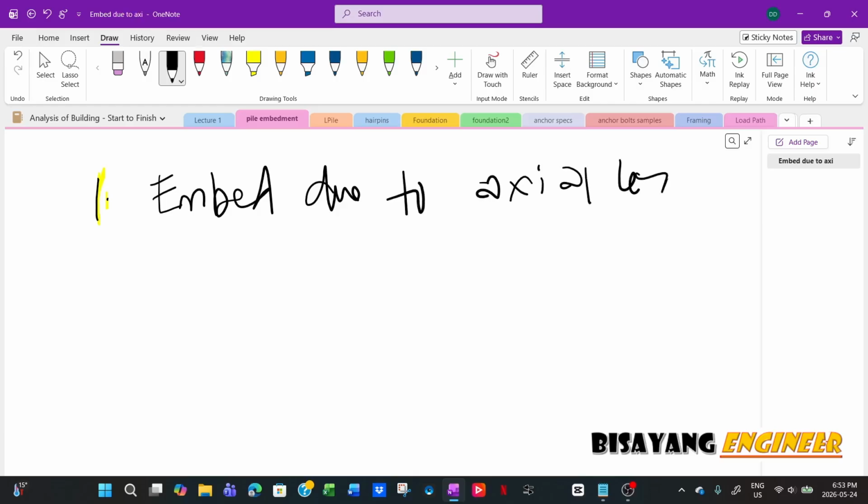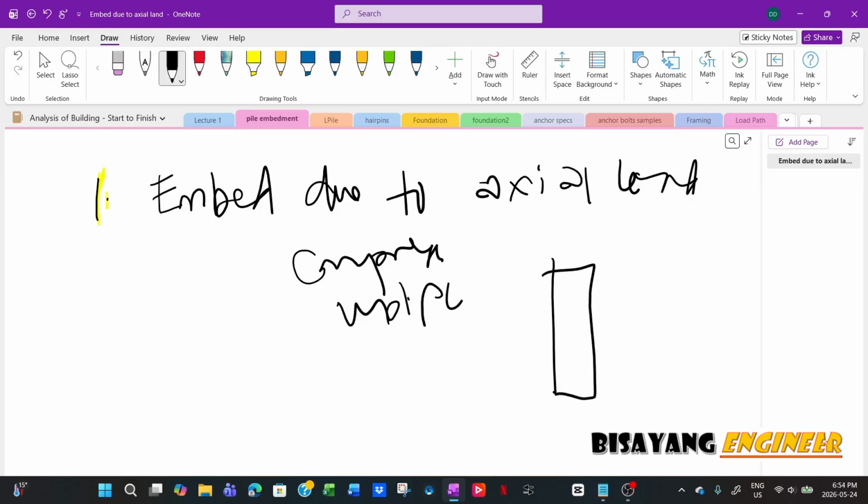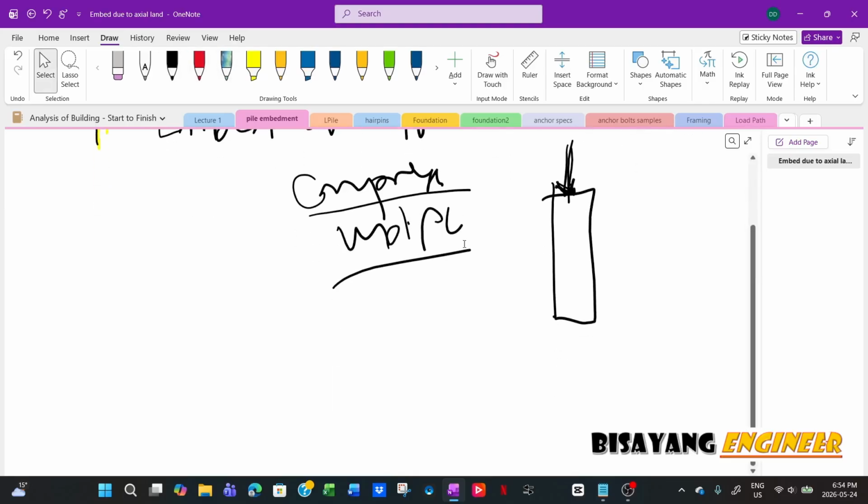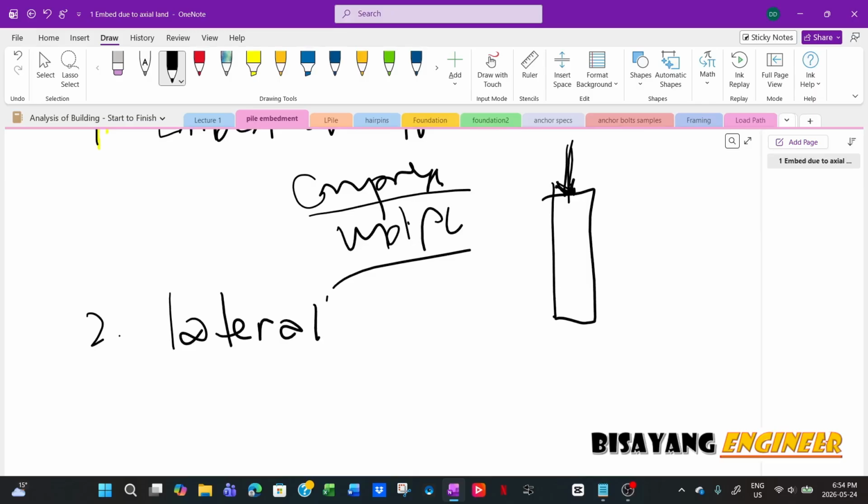If you have compression and then uplift, so if this is your pile, it is subjected to a compression load or tensile load, then we will have a minimum embedment based on the bearing, skin friction or end bearing. And then the second consideration is if it is a laterally loaded pile.